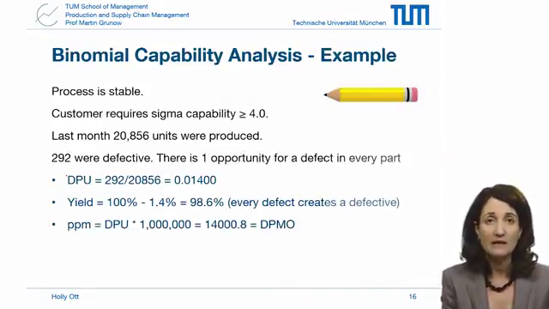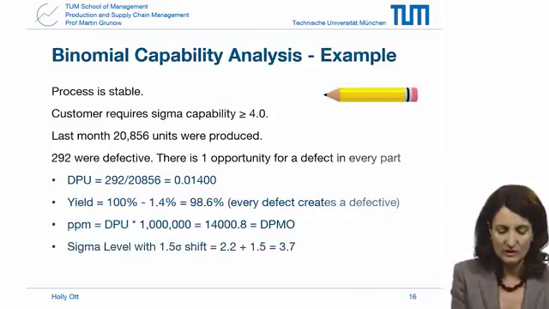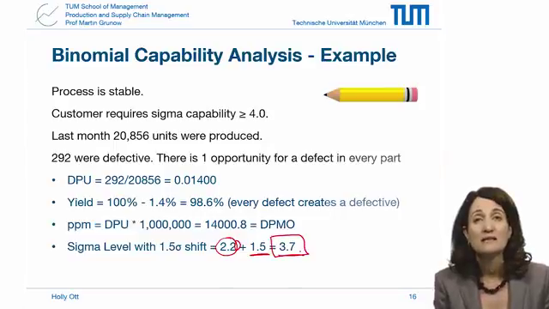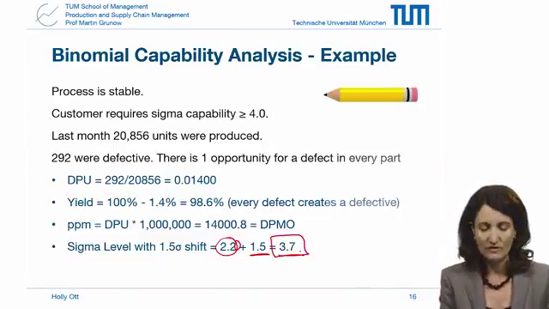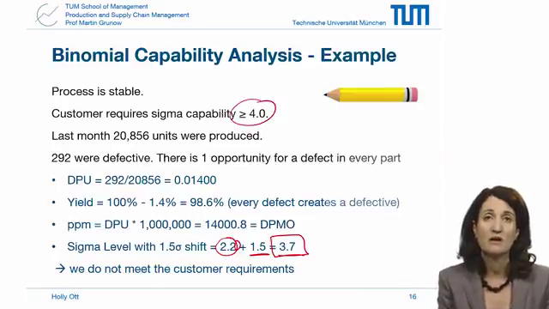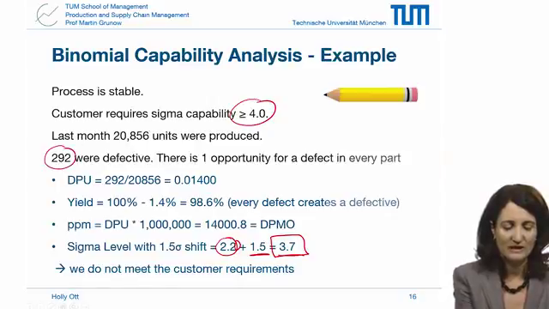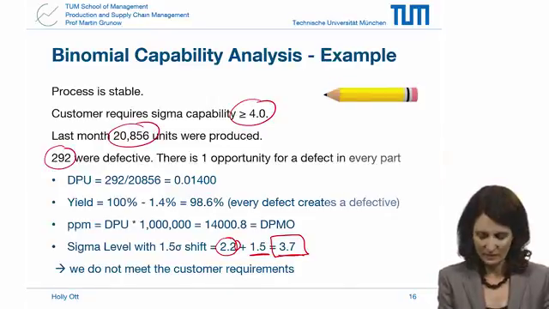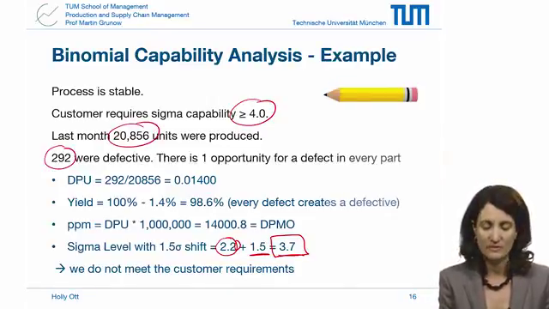And what we can see then is that Z is about 2.2 or 2.20 plus that 1.5 shift. This gives us then an equivalent sigma capability of 3.7. And what does that mean? Well, we do not meet the requirements of a sigma capability of 4.0. We're below it for this example. So 292 defective out of 20,856. If we do our calculations, we come up with a sigma capability of 3.7.